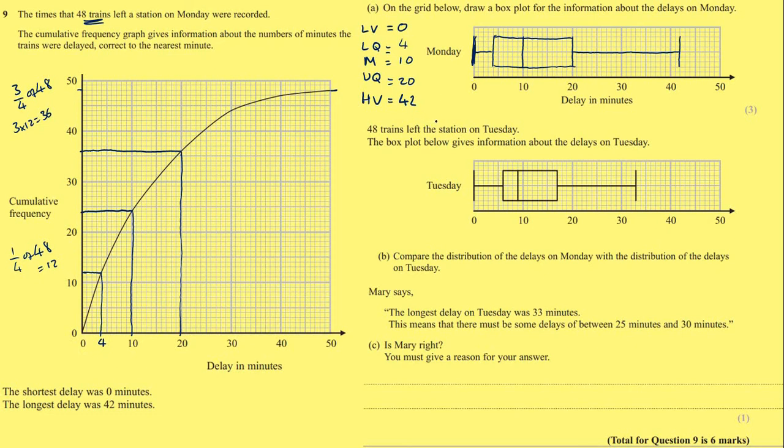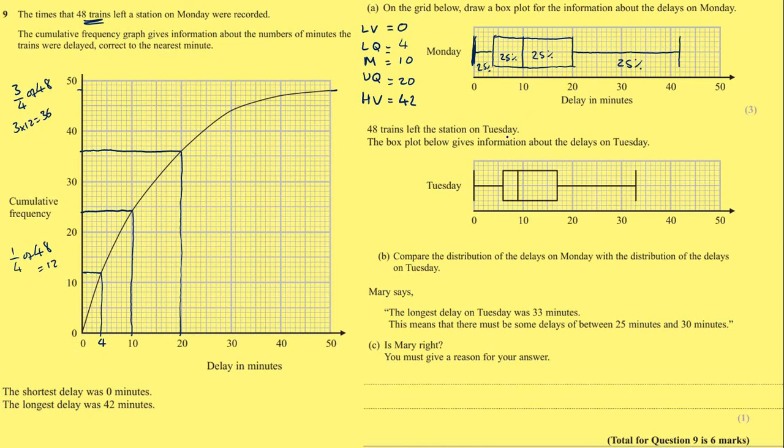Alright, now what that means is that 25% of the trains were in that bit there, 25% of the trains were in that bit there, 25% of the trains were in that bit there, and 25% of the trains were in that bit there. So the 25% of slowest trains were between 20 and 42 minutes late. So those slowest 12 trains would have been between 20 and 42 minutes late.